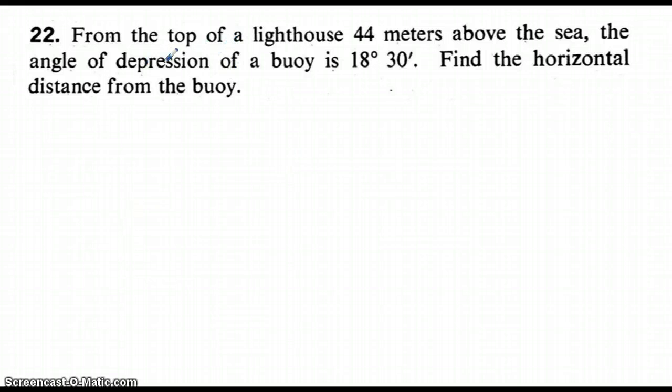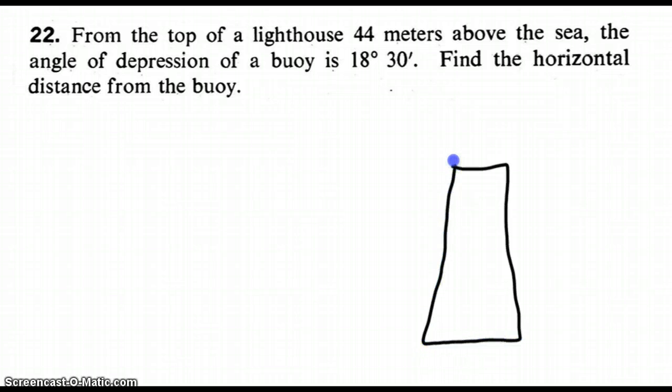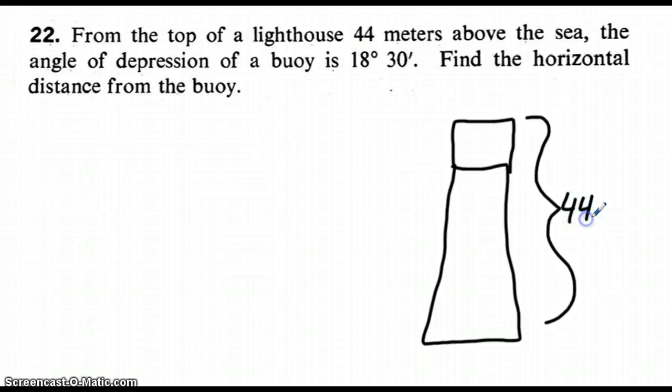Okay, finally, let's do one more problem. Here's a lighthouse 44 meters above the sea. Here's our awesome drawing of our lighthouse, 44 meters above the sea. The angle of depression to a buoy out here in the sea is 18 degrees, 30 minutes. Well, there are 60 minutes in a degree, so this is 18.5 degrees. Find the horizontal distance from the buoy. So we want to know this distance right here.